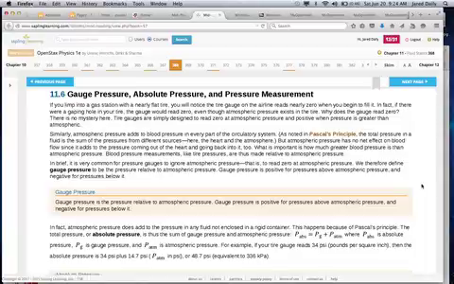First of all, we'll start with gauge pressure. Gauge pressure is a relative measurement. It is not an absolute measurement. What do I mean by a relative measurement? Well, if we go to some of the things that we've talked about before, for example, speed. Speed is a relative measurement, relative to how fast the person who's measuring the speed is going.